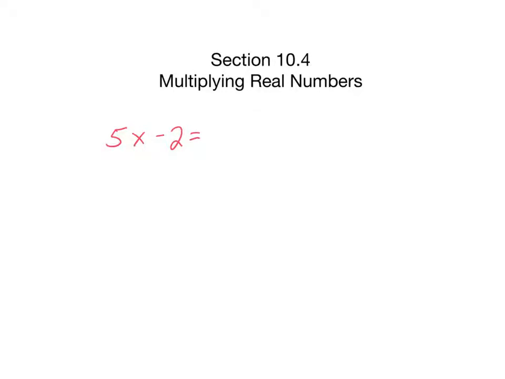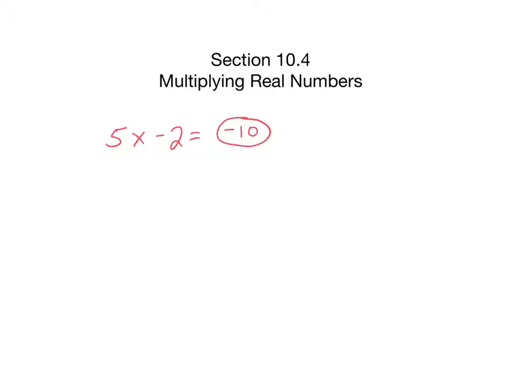Section 10.4, Multiplying Real Numbers. What is 5 times a negative 2? Well, many people tell me that 5 times a negative 2 is equal to a negative 10, and they would be correct. But let's talk about why 5 times negative 2 has to equal negative 10.